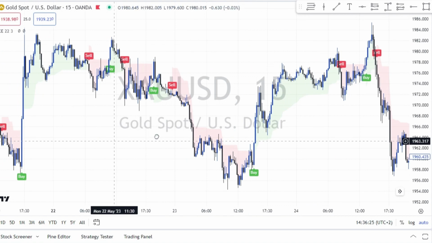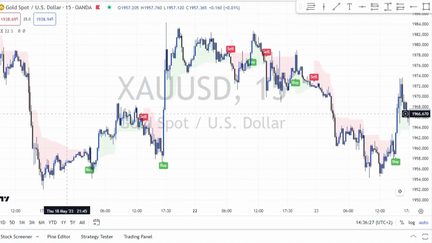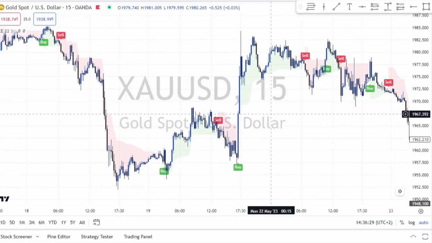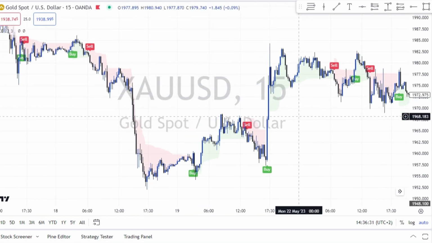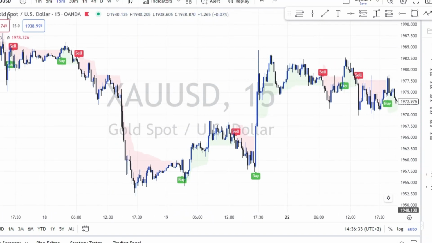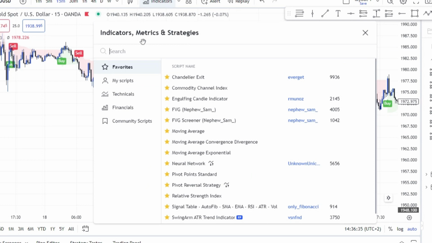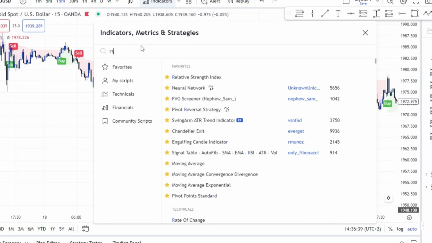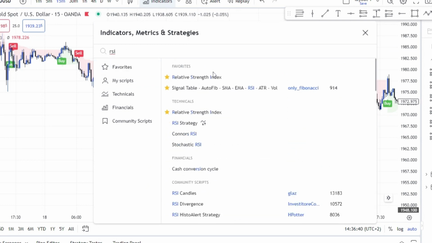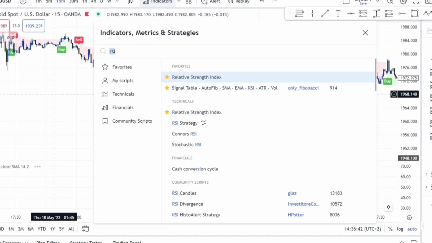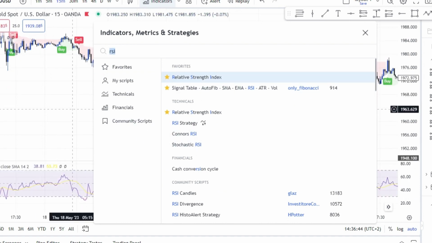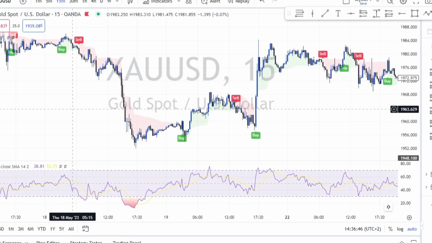So we want to build a strategy around this indicator because, as we can see, ladies and gentlemen, it is working. So to do that, we are going to add another indicator, that is the RSI. Every trader has to know this indicator, and every trader has to incorporate this indicator into their strategy because it's one of the best indicators you'll come across.